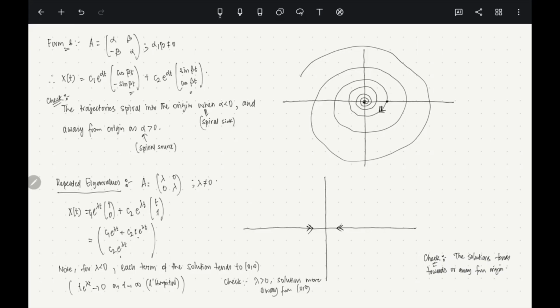But the thing is, since C1 and C2 are both non-zero, how are they moving away from or going towards the origin? Say they do it in a direction tangent to the eigenvector 1, 0.